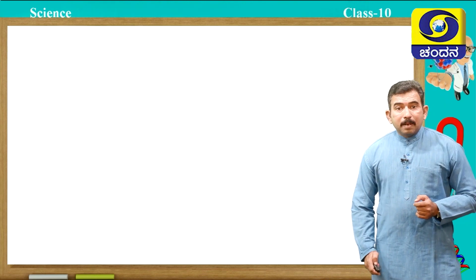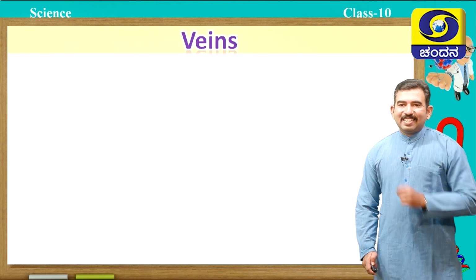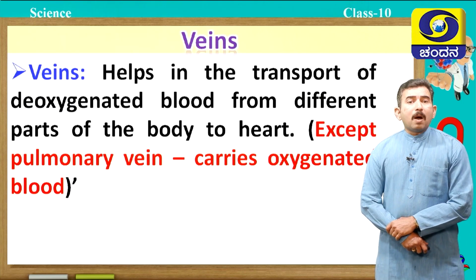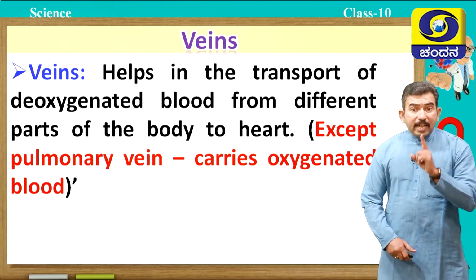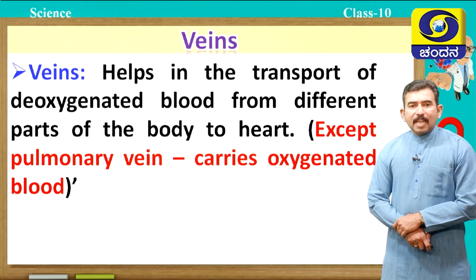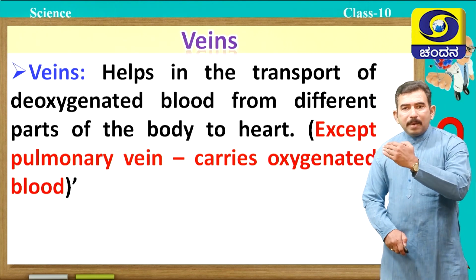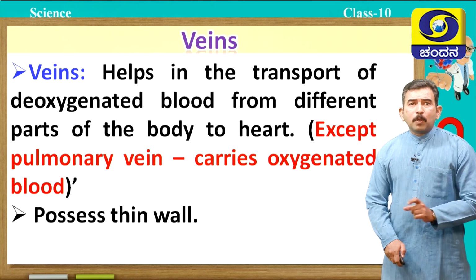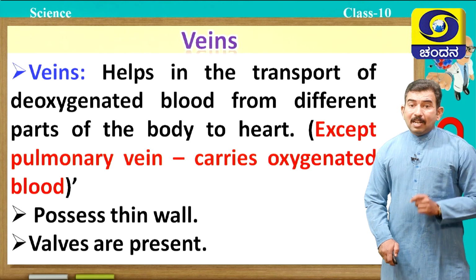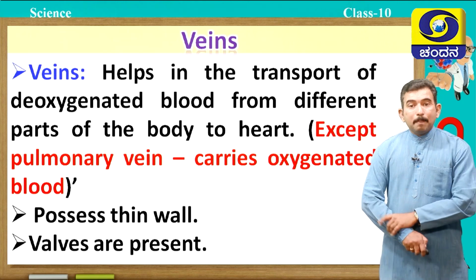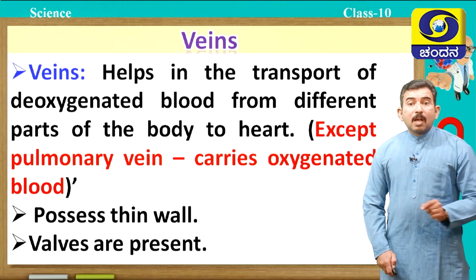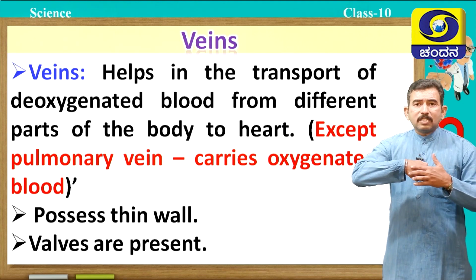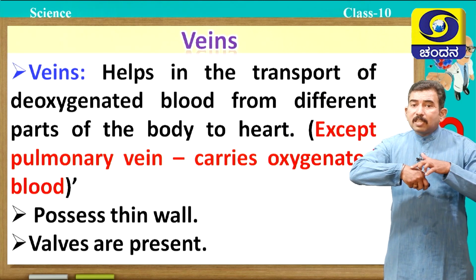Okay. Next type of blood vessels are veins. These veins help in the transport of deoxygenated blood from different parts of the body back to the heart. The only exception is the pulmonary vein that carries oxygenated blood, which brings oxygenated blood from lungs to the heart. And these veins possess a very thin wall, and valves are present in veins. Remember this, valves are present in the vein. Arteries are deeply seated, whereas veins are superficial. You can see below the skin, some tube-like structures. These are nothing but veins.